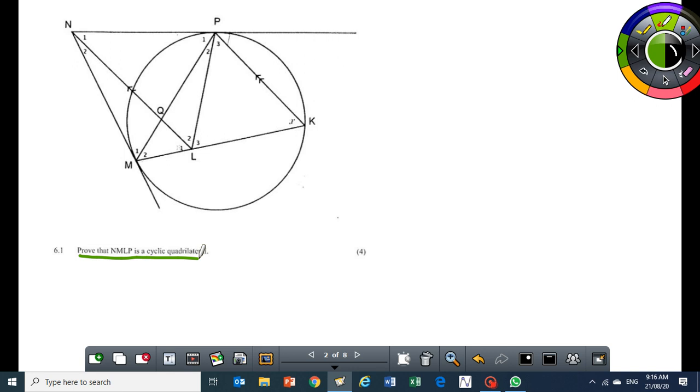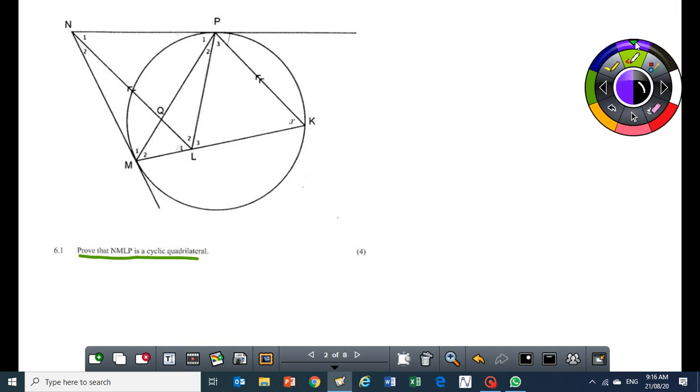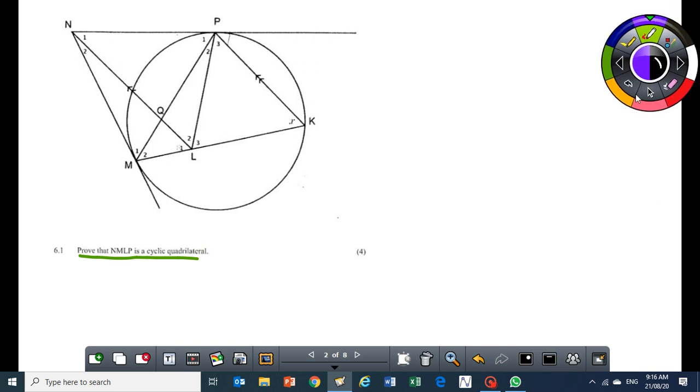So this is how I'm going to do it. I don't know how you did it, but I'm going to do it this way. My 4 vertices are N, M, L, P. At the moment, it's not a cyclic quad, so I can't say it's a cyclic quad because I have to prove that it is. I'm sure you can see the diagram that we have got a set of lines that are parallel, right?